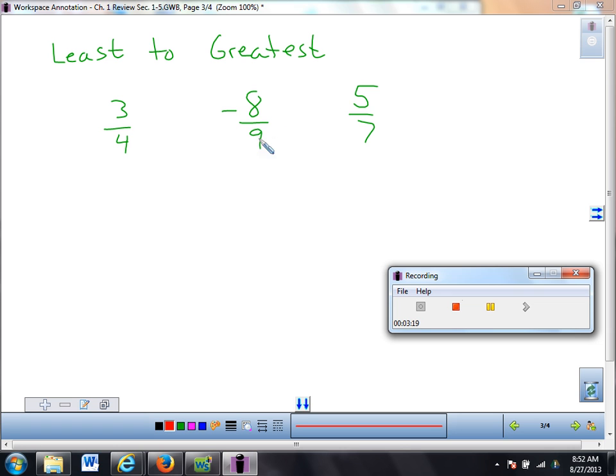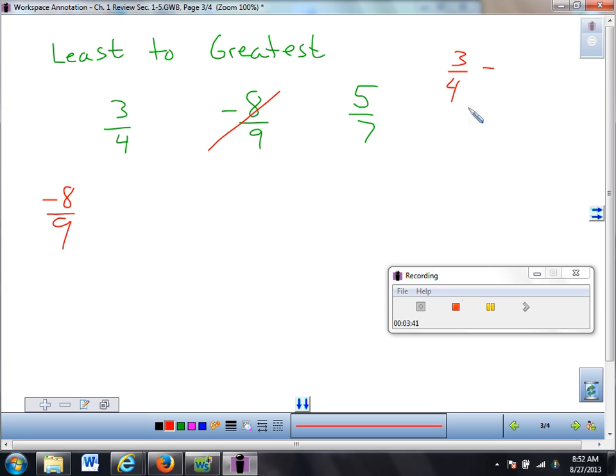Okay, you should have the answer now from least to greatest. Since I have a negative one there, I already know that negative 8/9 is the least. So I'm already done with that one. So I'm really just comparing 3/4 and 5/7. So if I find the LCD of each of these and change it, the LCD happens to be 28.